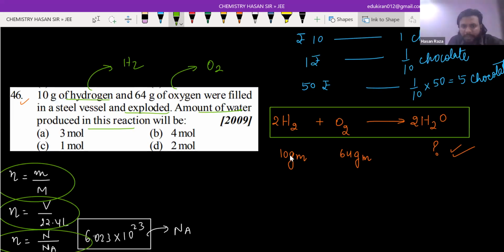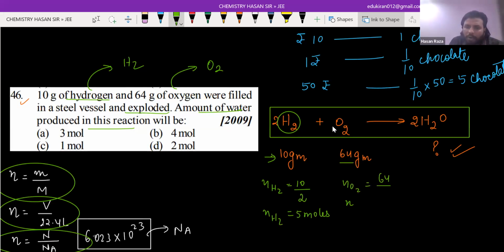Now see, mass is given, so we can easily calculate the number of moles, that is given mass upon molar mass. What is the molar mass of H2? One hydrogen has one mass, so two hydrogen will have two mass, so it will be 5 moles. This is given in the question. Number of moles of O2, given mass is 64. And what is the molar mass of O2? One oxygen atom has 16, so two oxygen atoms will have 32. And you will be getting the number of moles of O2 as 2 moles. Yes or no?